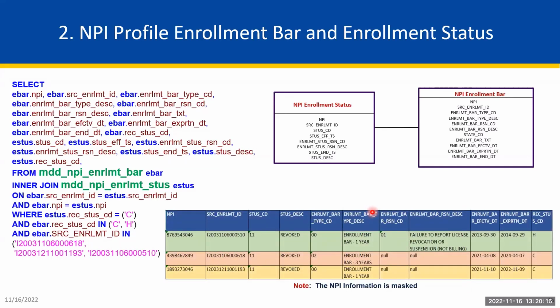Okay, now we'll talk about NPI, bar, and enrollment. This is a use case where we are trying to get the enrollment status and whether there are any bars associated with that enrollment. For example, a bar prevents a provider from enrolling into Medicare. It provides a reason and also the effective and end dates which were imposed on a provider. In this query, we join based on the enrollment ID. If you have an enrollment ID and want to know the latest status of that enrollment, and whether there are any bars associated.